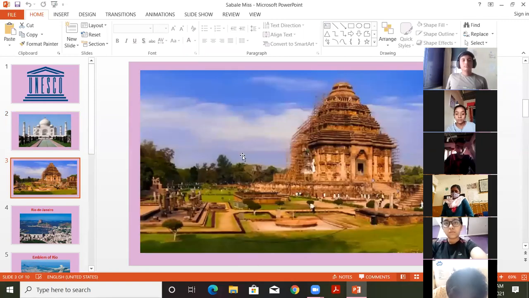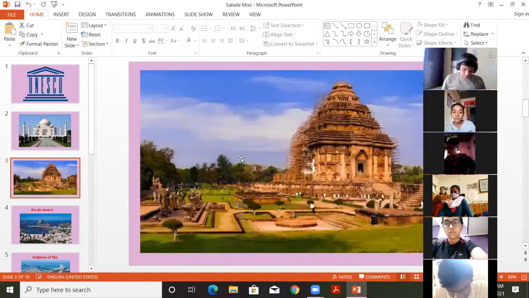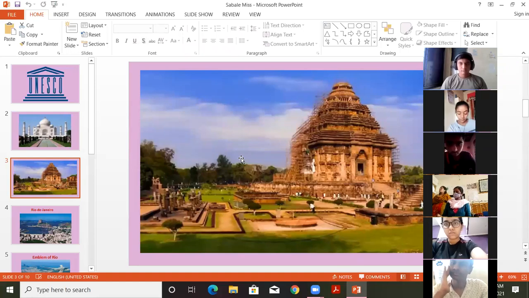Do you know what is this? Monument. Can anybody identify that? Which temple is it? Sun temple. Konark Sun temple. Yes. So, this is the famous Konark Sun temple.